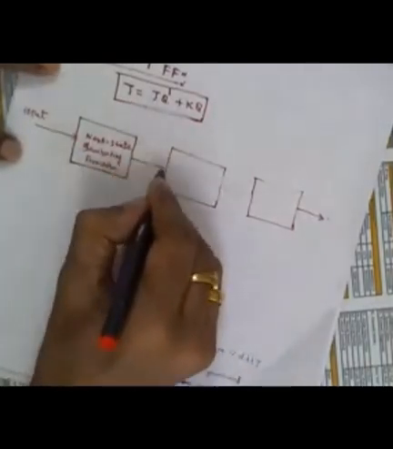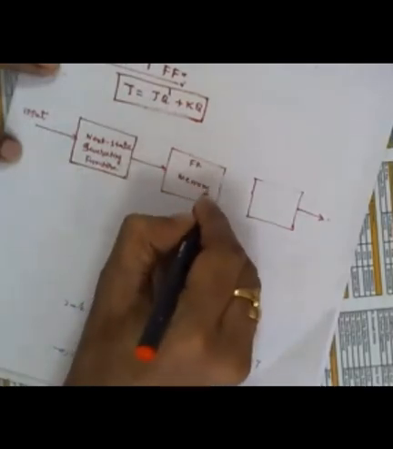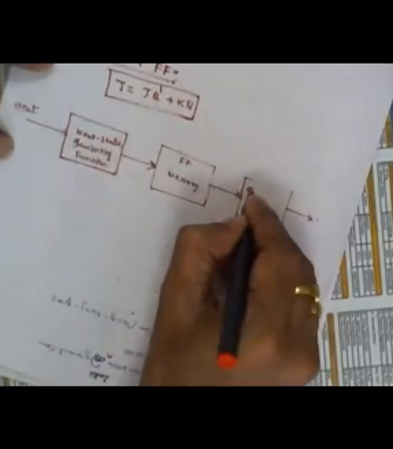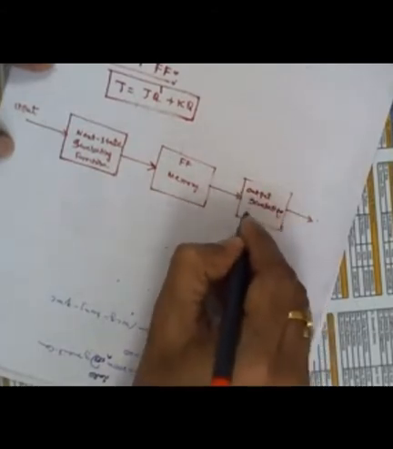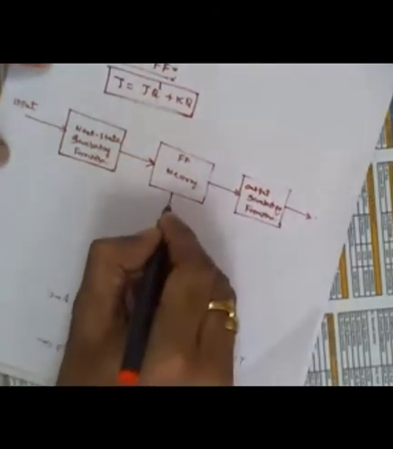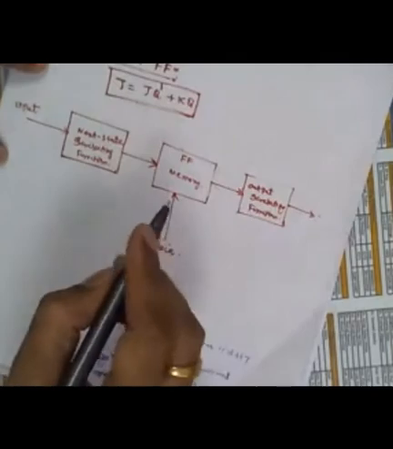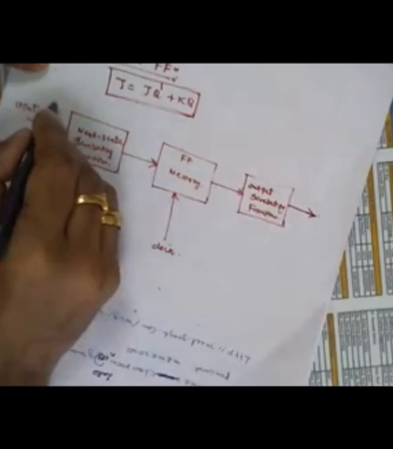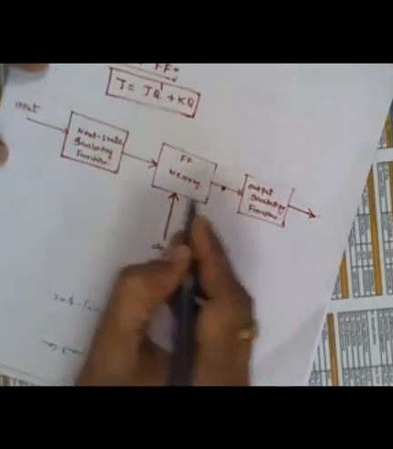Next state generating function. This is nothing but flip-flop, also called memory. You know why it is called memory, right? And then again combinational circuit. This is what we call output generating function. The clock will go only to this memory, only to this memory, right? And then the feedback will come from here to this circuit.